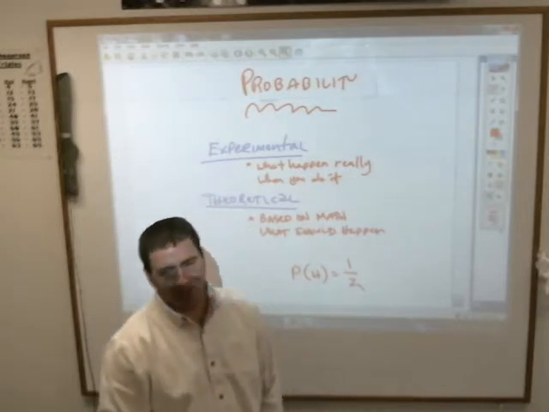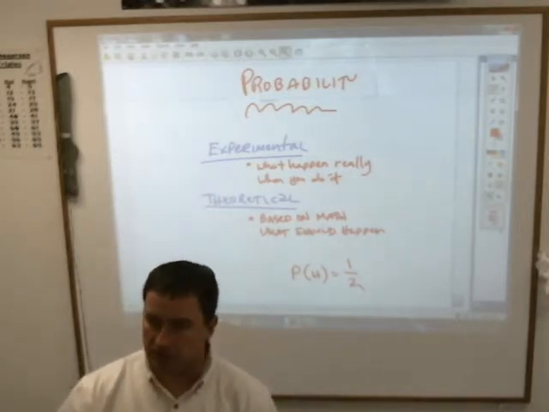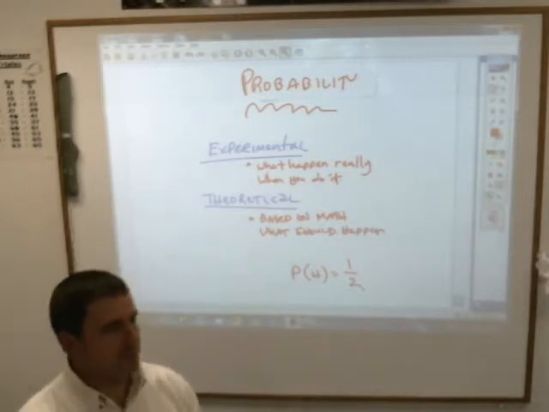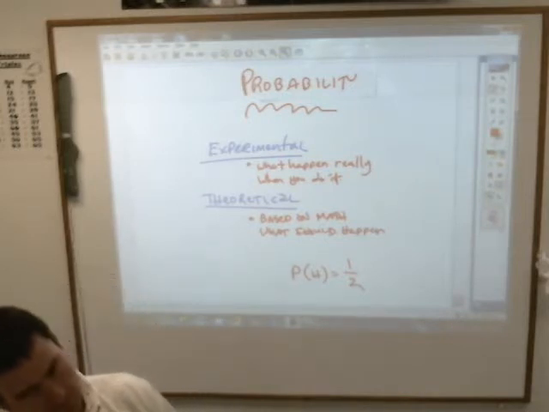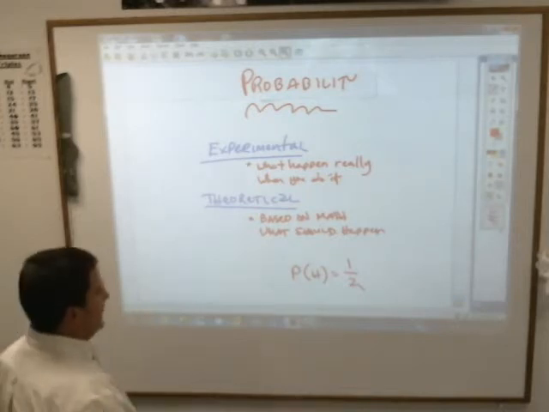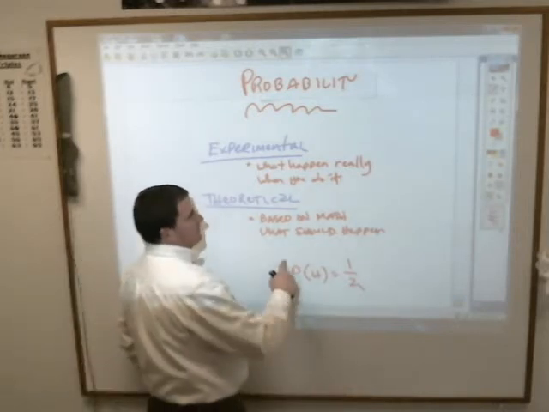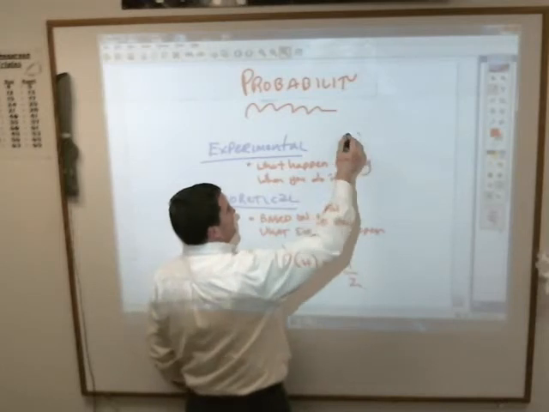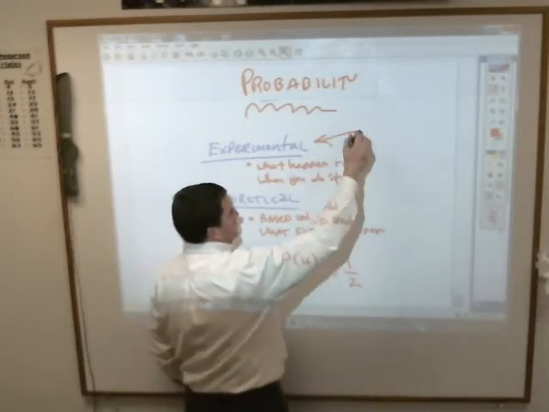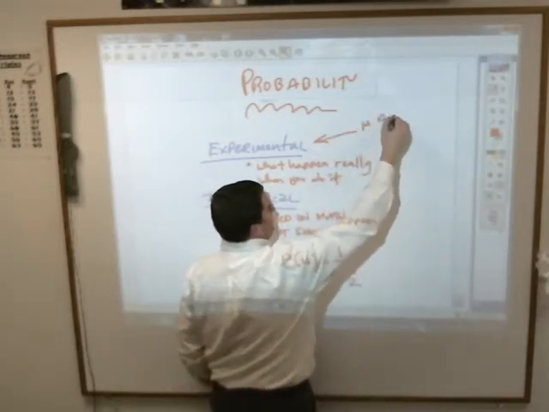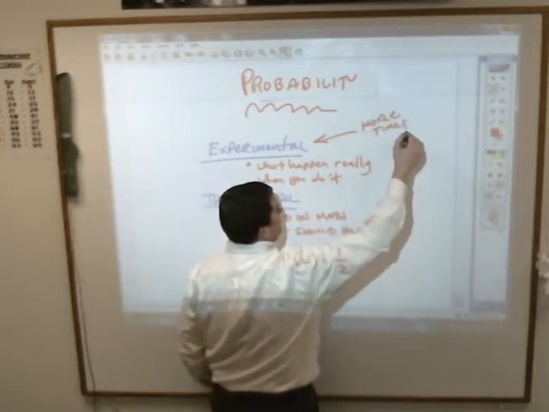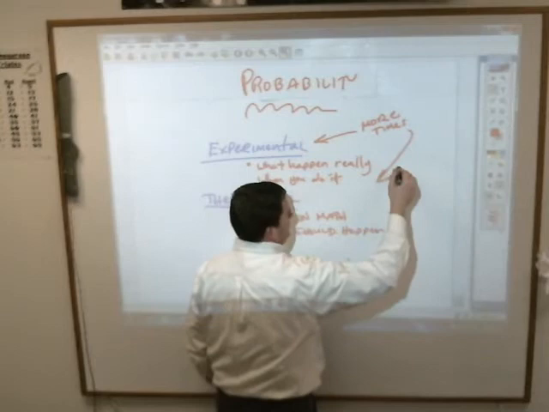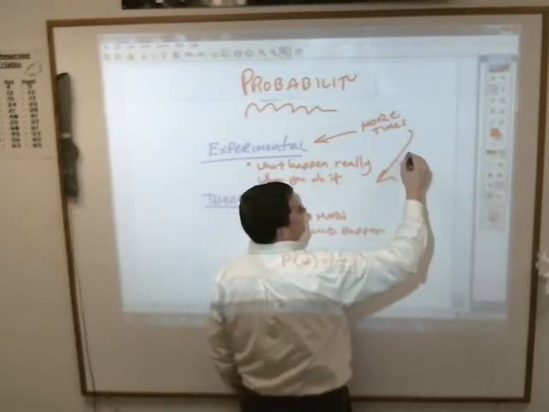But if you flip a coin 10 times, it'd be interesting to know, how many times when you flip a coin 10 times will you actually get 5 heads and 5 tails? I don't know. It may or may not happen here. But the deal is, the more times you do the experiment, the more times you perform something, usually the closer it gets to theoretical.